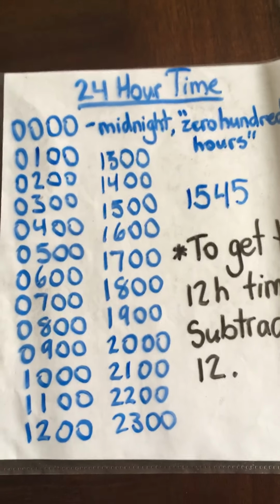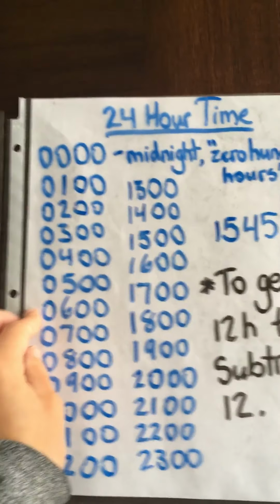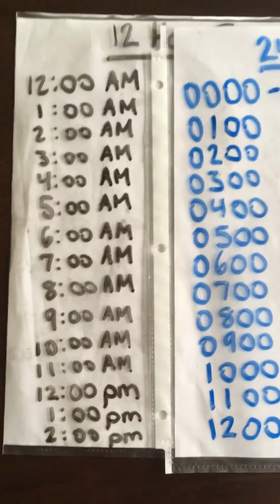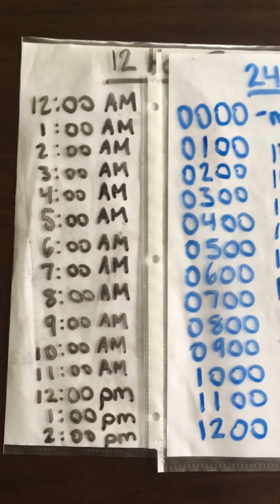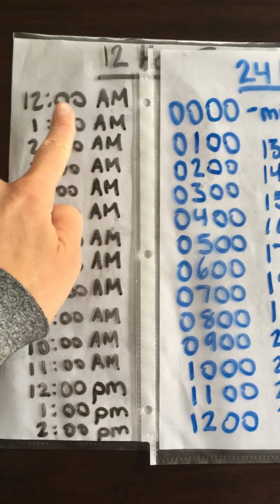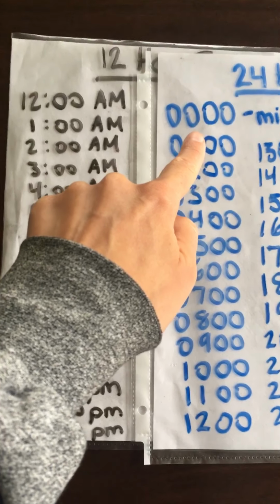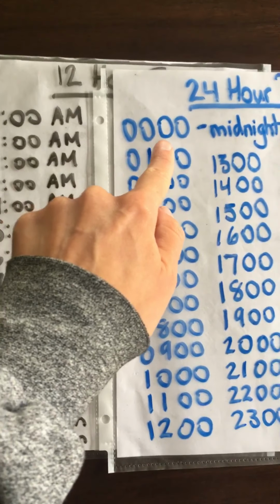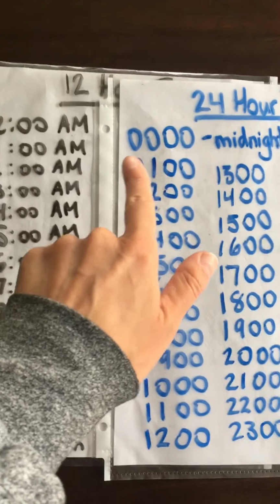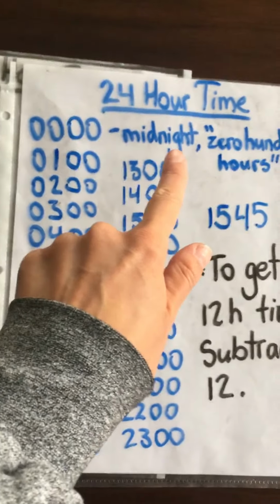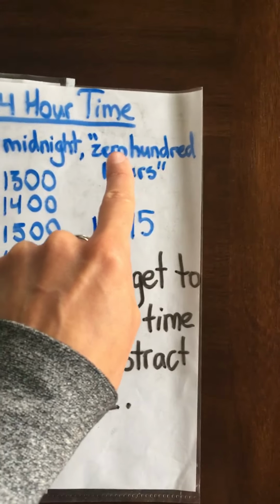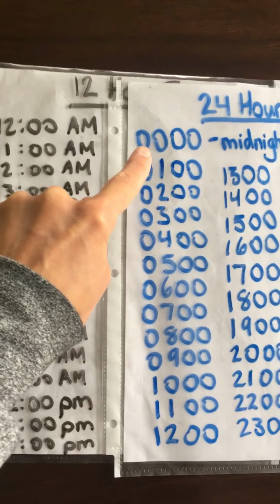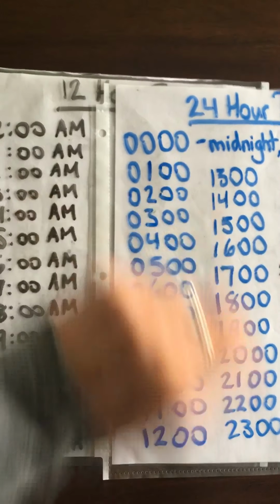Let's take a look at 24-hour time. And I'm gonna shuffle this over so you can see both of these at once. So we're starting at 12 a.m. here. We're gonna start at the exact same time here in 24-hour time. We say this as 12 a.m. This 0000 is not said "zero zero zero," no way. It's midnight and it's said 0-100 hours. So midnight in 24-hour time is 0-100 hours.